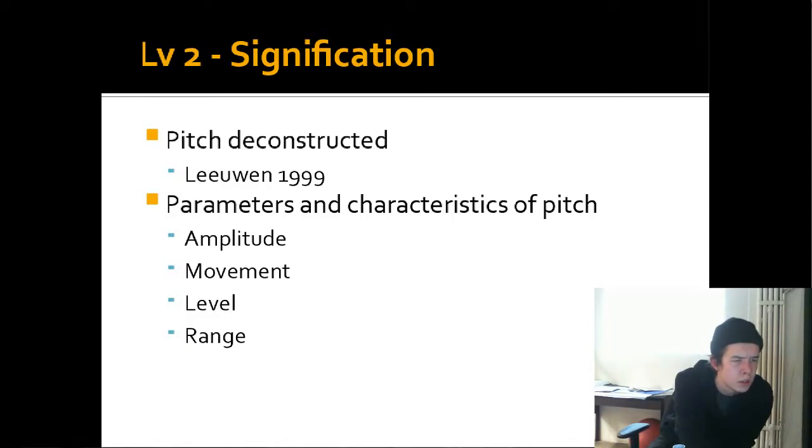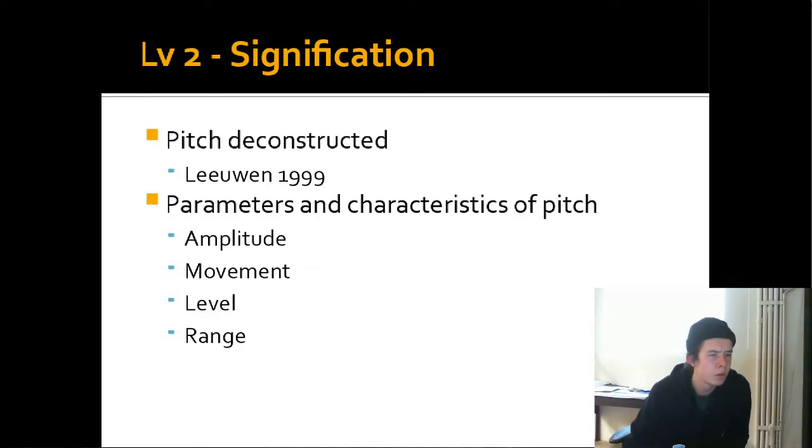And the range, no, not the range, but the amplitude. So how high or low means how big or small the object is, how much the pitch moves means how active the thing is, how high or low is the amplitude realizes emotional extension. It means that the more the pitch range increases, the more there is room for emotional expression.